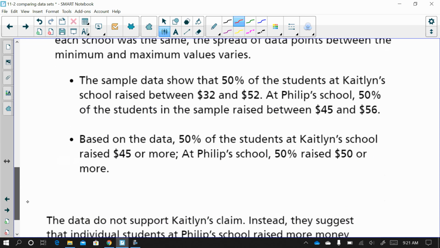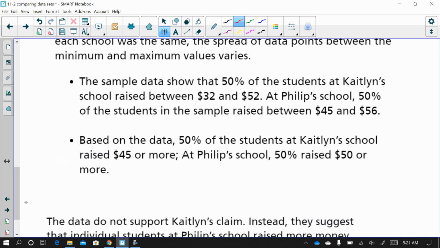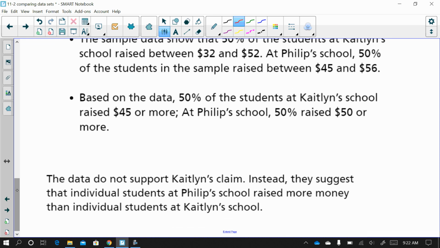So based on the data, 50% of the students at Caitlin's school raised $45 or more. Phillips school, 50% raised $50 or more. So whose school is doing better? The answer is Phillips. Okay, so the data does not support Caitlin's claim. Instead, they suggest that individual students at Phillips school raised more money than the students at Caitlin's school. Okay, so data can prove or disprove claims.